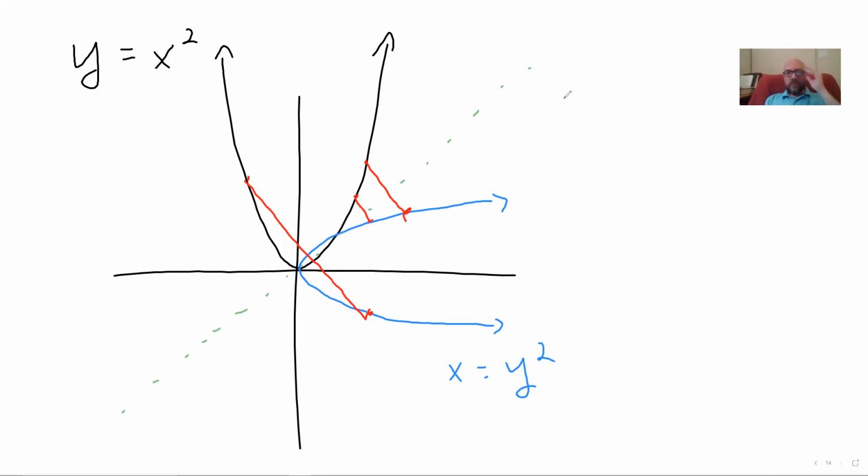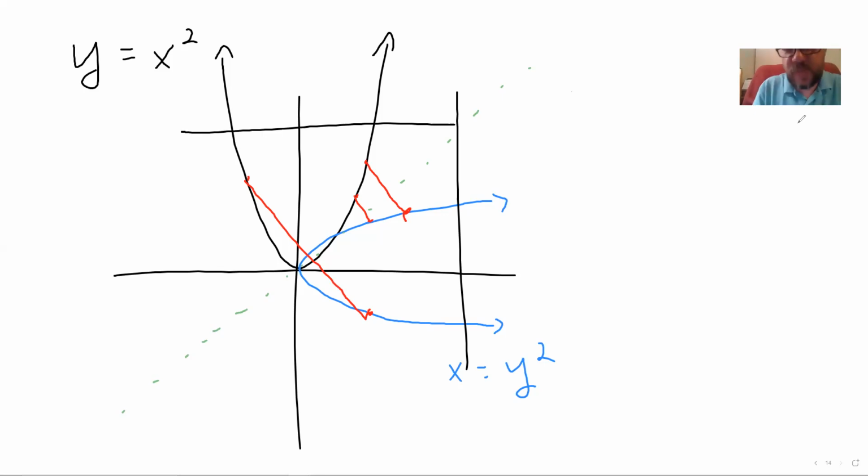Because its inverse does not pass the vertical line test. And the reason its inverse doesn't pass the vertical line test is because x squared itself doesn't pass the horizontal line test, right? So this x equals y squared has a vertical line that goes through more than one point. And it has that because y equals x squared has a horizontal line that goes through more than one point.